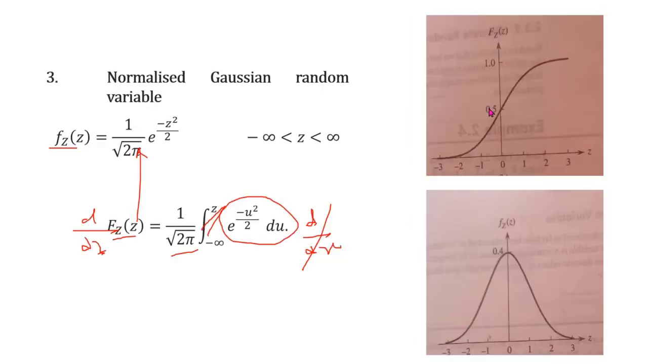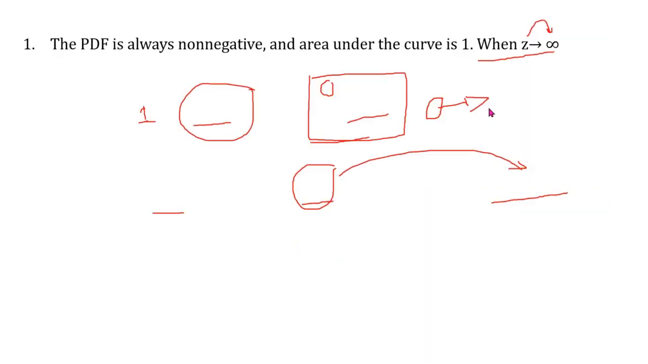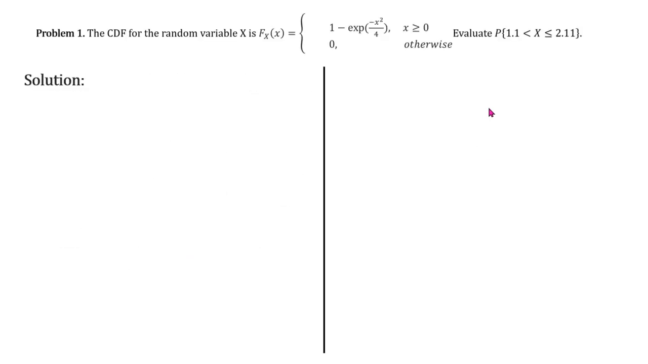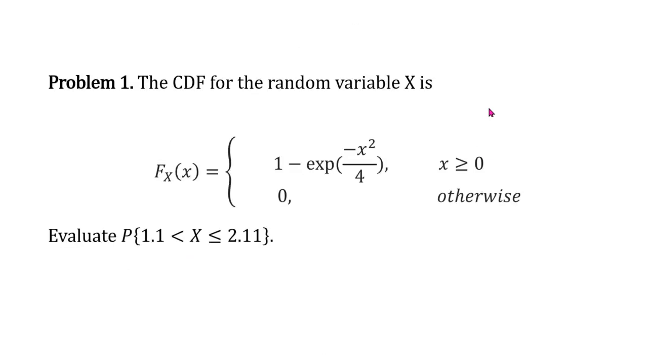It is not a Gaussian and it is not a normally distributed random variable. It is an exponentially distributed random variable. I hope you have understood the question now. So the probability should be calculated in this range, 1.1 to 2.11.